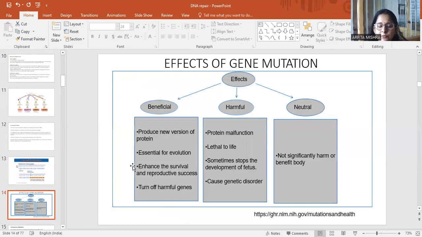Now, the effect of gene mutations: you can have a neutral effect, a harmful effect, or a beneficial effect, depending on where the mutation has taken place. If the mutation has taken place in a very important gene, it can be lethal to life, and then we call it harmful. If it gives a new version of the protein, we can call it beneficial. And sometimes mutations might not have any effect. So that's a short review on mutations.